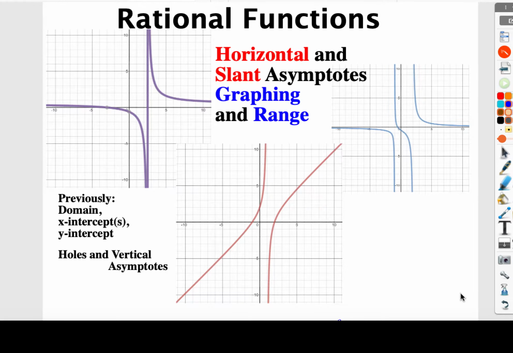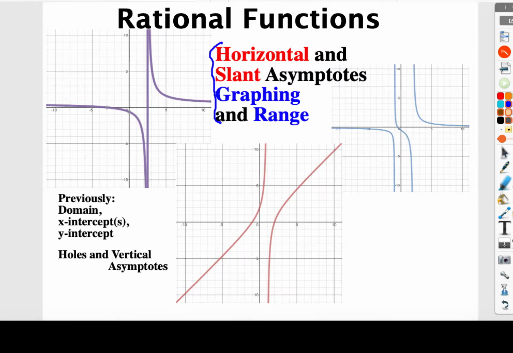All right, let's talk about rational functions. Now, in previous videos, we've talked already about the domain, x-intercepts, y-intercepts, the holes and vertical asymptotes. This third video in a series here is going to talk about horizontal and slant asymptotes, graphing, and the range of our function. So let's get right to it.